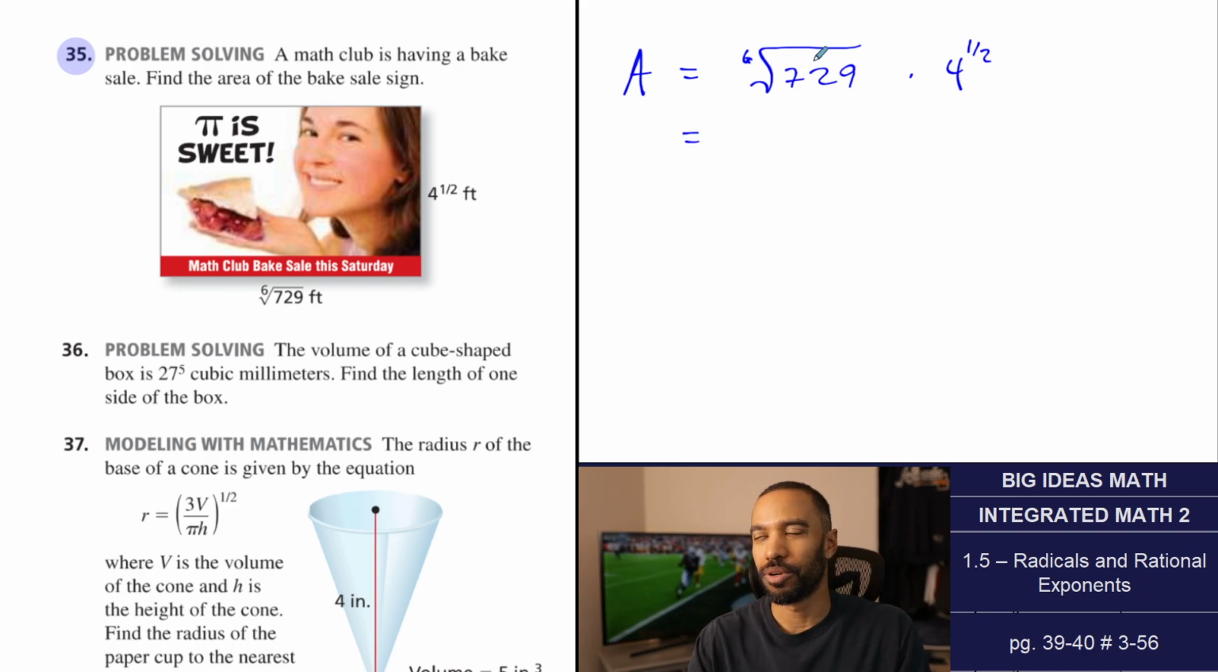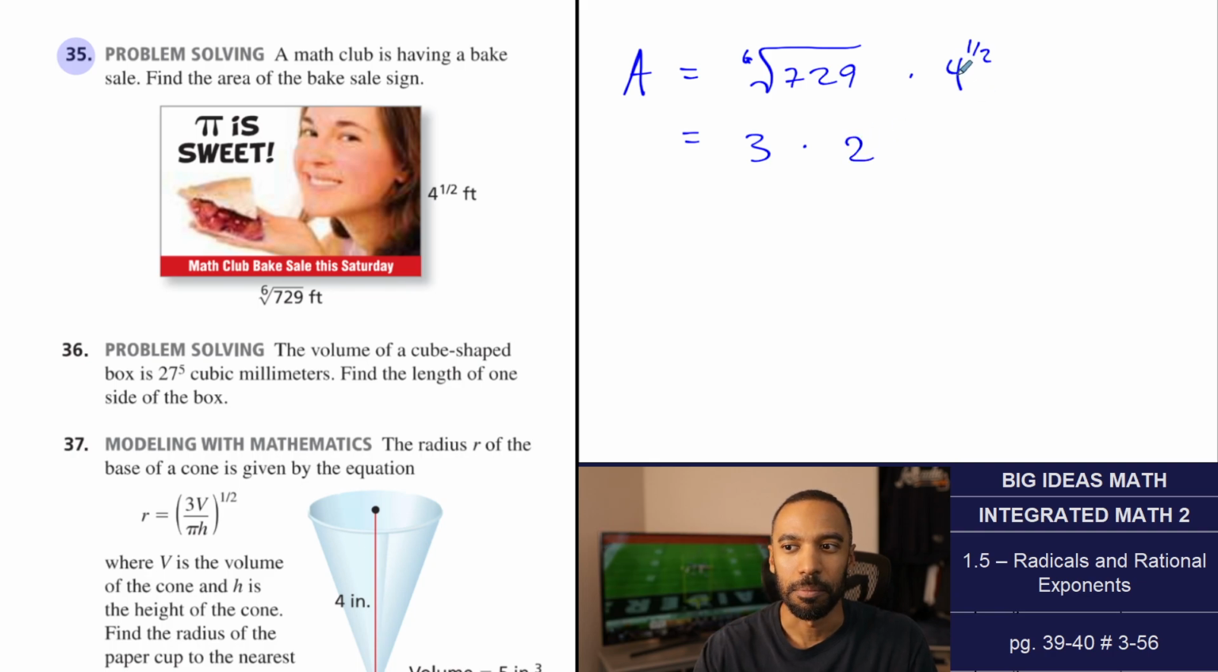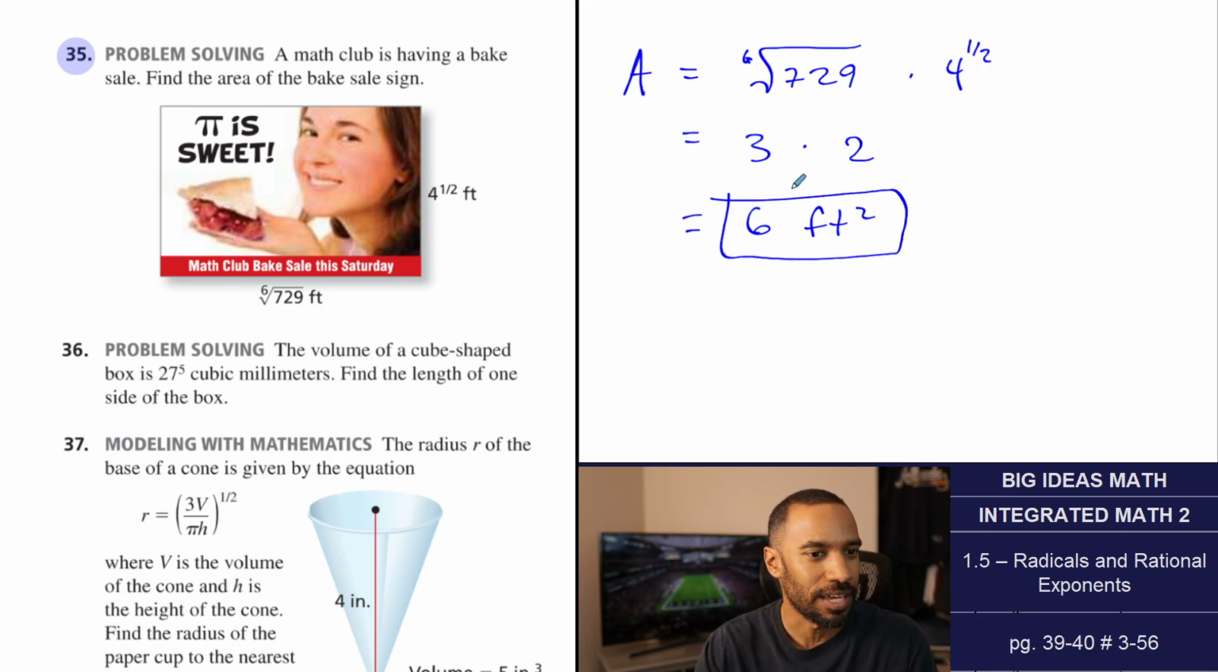I know the cube root of 729 is 9, so the sixth root must be 3. And 4 to the 1/2 is the square root of 4, which is 2. Now be careful, because 4 times 1/2 is also 2. So don't start mistaking it for saying these are all 2. Anyway, so this is 6. That's 6 square feet. That is the area of the bake sale sign.